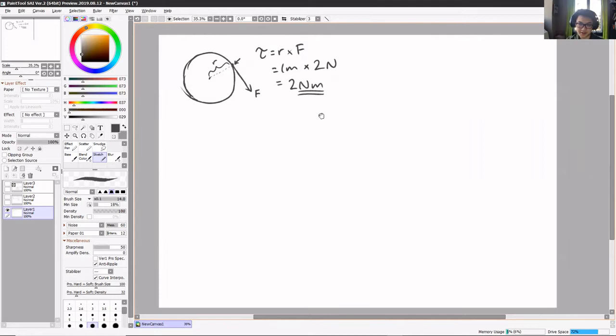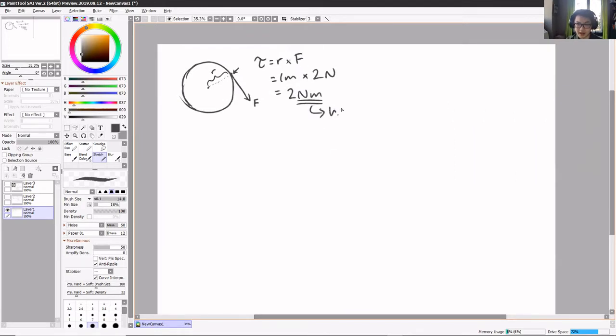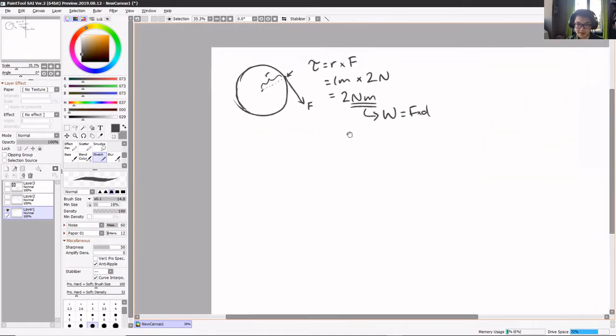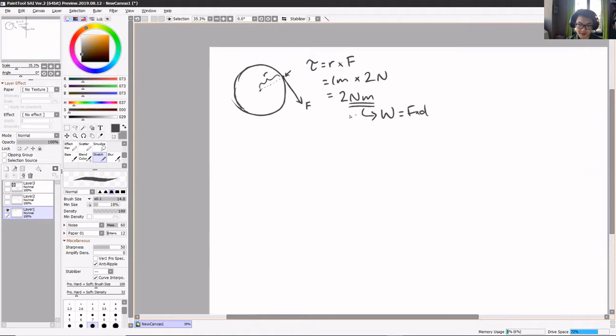And look at these units. These units are the same as work, which is equal to the force times the distance. And this is important. Why? Because this means the torque is the same anywhere on an object, just like how work is conserved in a system.